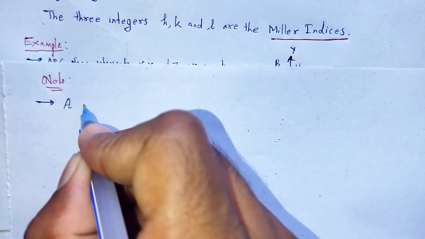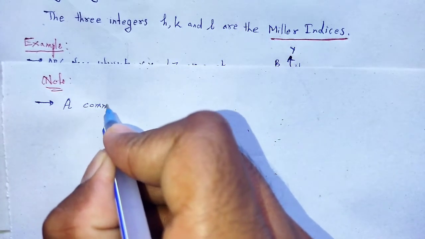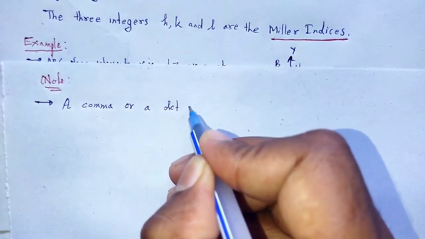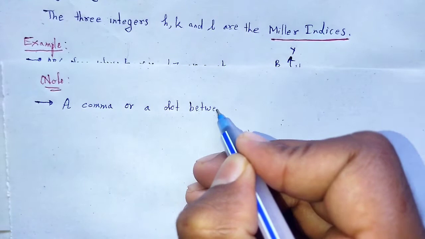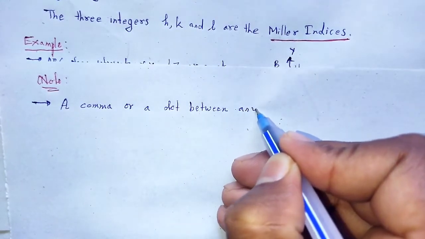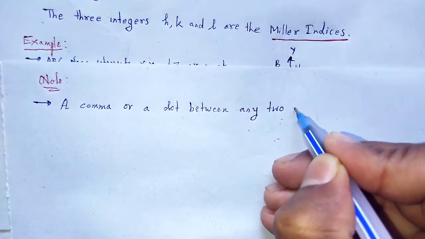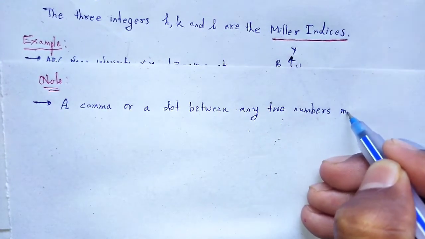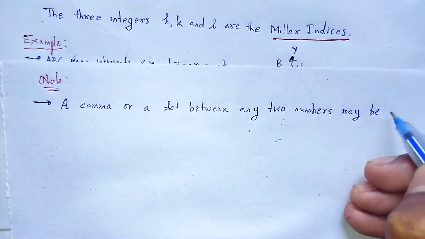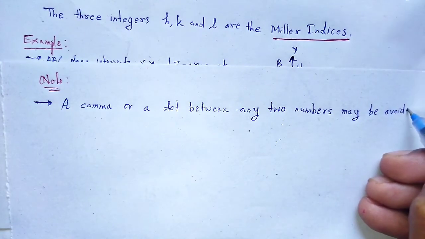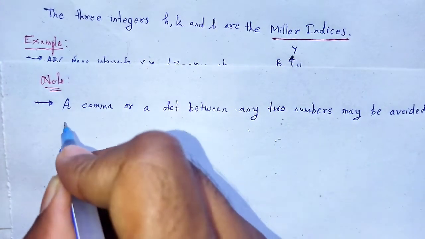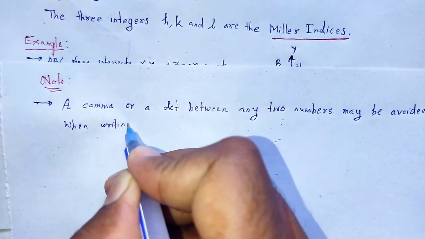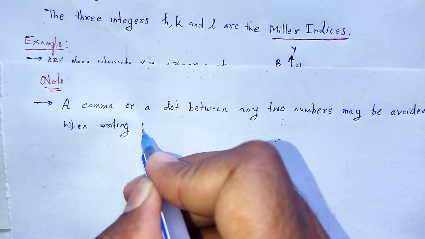So a comma or a dot between any two numbers may be avoided when writing Miller indices.